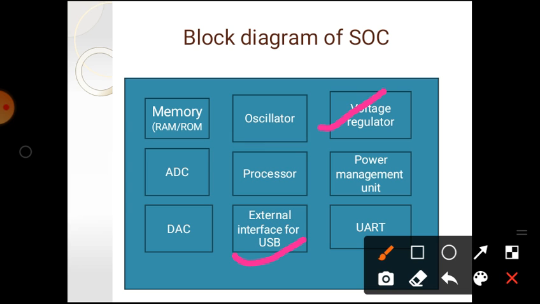Next, voltage regulator. Why do we require the voltage regulator here? Because the system on chip is an integrated IC circuit, so it may be damaged if the voltage given to that SoC is higher. So voltage regulator is required here. Then the next block is power management unit. It is also required for the safety of SoC. Next, UART. UART means universal asynchronous receiver transmitter. It is used for receiving and transmission purposes.